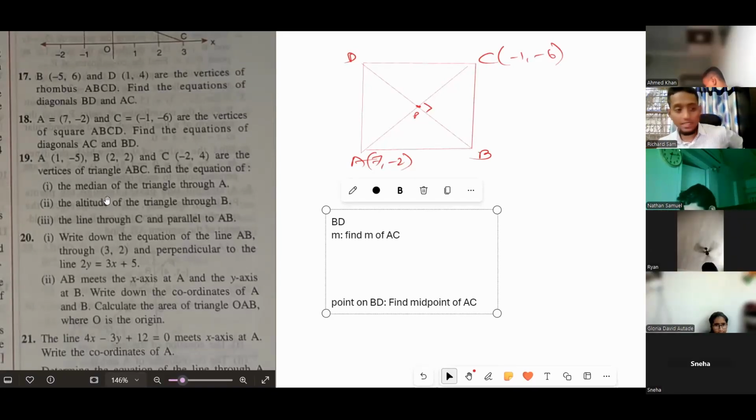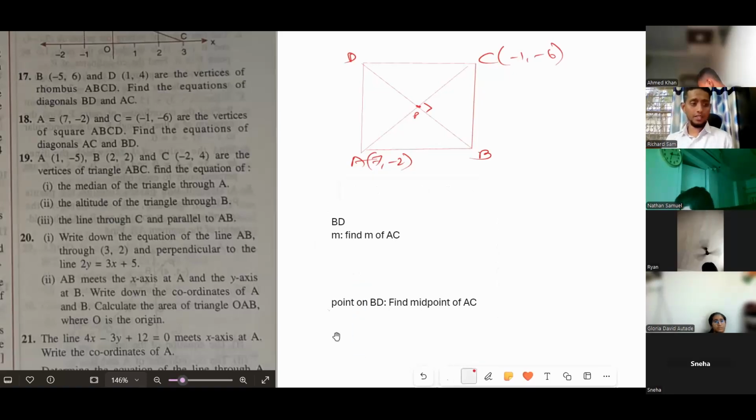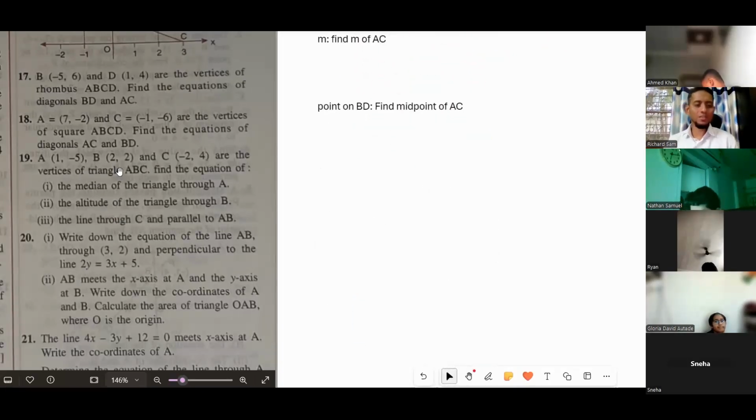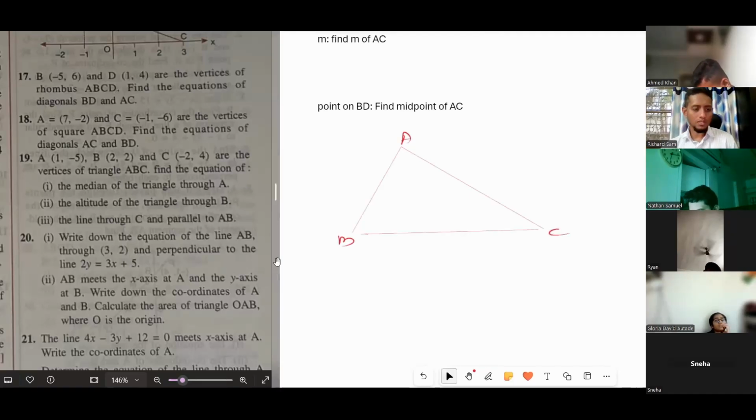Okay, question 19. Let's read it. A, B, and C are the vertices of a triangle ABC. Find the equation of the median of the triangle through A. Let's say that this is your triangle A, B, C. What is this median of the triangle through A?